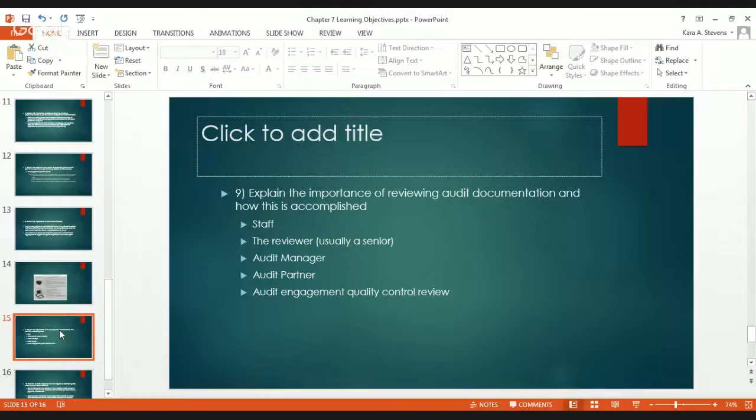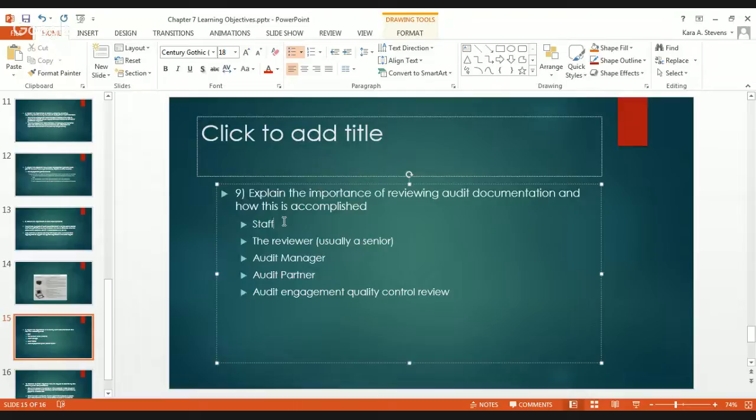Now, again, the importance of reviewing audit documentation, just to point out the layers that are generally included on an audit. You would have your staff accountant, who usually has 1 to 3 years of experience. They're the ones who are usually doing most of the preparation of the work. And then the reviewer comes in, who's usually a senior, who does the first layer of the review. So the staff person would actually prepare the work papers, and the reviewer would come in and review the work papers, give any comments back to the staff person to make corrections.